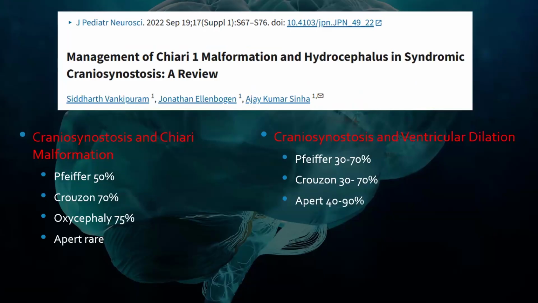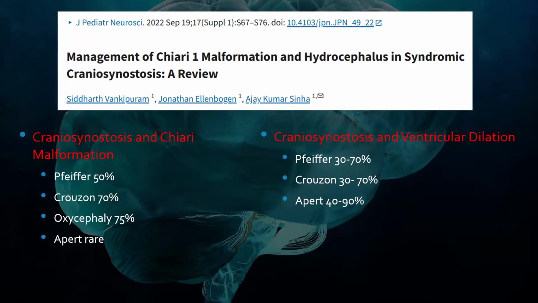So the next step is to talk a little bit about Chiari malformation, hydrocephalus, and syndromic craniosynostosis, because again, this would be the exception to the treat-the-hydrocephalus-first rule. And if you look at craniosynostosis and Chiari, Pfeiffer and Crouzon are the two syndromes where you do see more Chiari-1 malformations. It's very rare to actually see this in Apert. And then if you look at craniosynostosis and ventricular dilation, again, similar numbers in Pfeiffer and Crouzon, and Apert also having a high percentage of ventricular dilation.